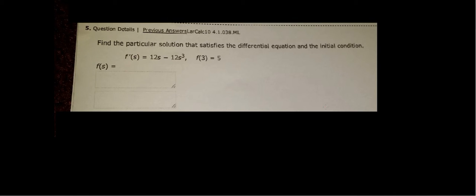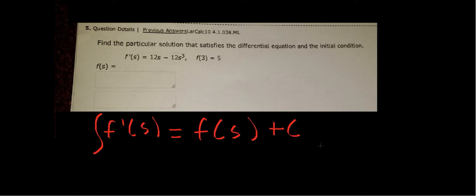Alright, so this problem says to find the particular solution that satisfies the differential equation and the initial condition. So we have f prime of s equals 12s minus 12s cubed. And our initial condition is that f of 3 equals 5. Now that doesn't mean f prime of 3 equals 5. That means f of 3 equals 5.